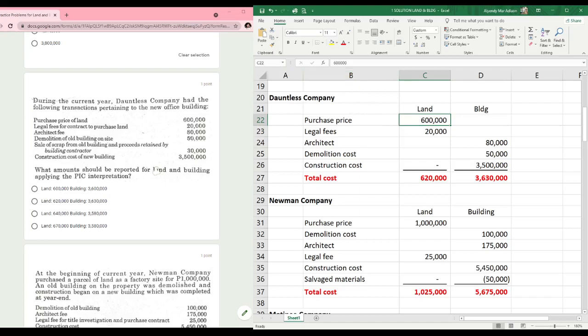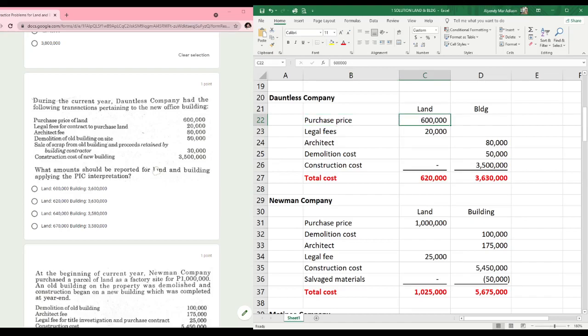Now, in this problem, as you can see, there is nothing stated about the value of that old building. Since there is nothing stated, we have to account the 600,000, the whole purchase price, only for the land. Okay? Why for the land? Because in the first place, there is no given amount for the old building. So it is as if there is no value for that building at all. So, you put it under the land.